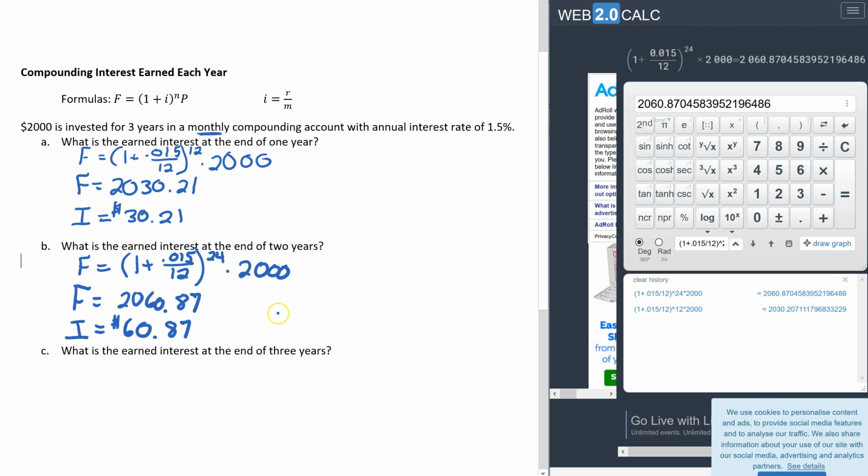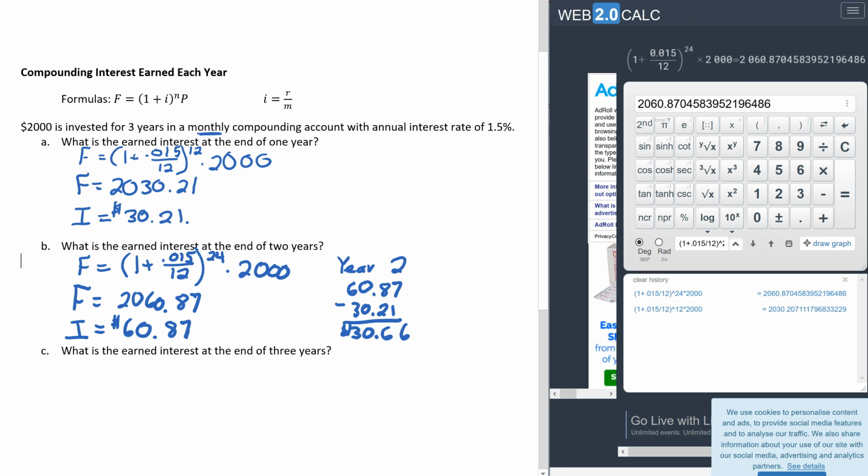But some of this interest was earned in the first year, so the interest that's earned in just year 2 would be calculated by taking the $60.87 minus $30.21, and that will tell us in the second year we earned $30.66. And the total interest earned at the end of 2 years is $60.87. The interest earned in only year 2 is $30.66. And we'll notice that that is a little bit more than the interest earned in the first year, and that's because we're earning interest on the interest earned from the first year.